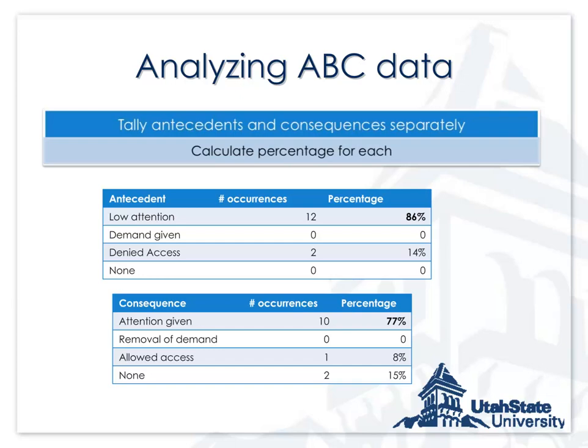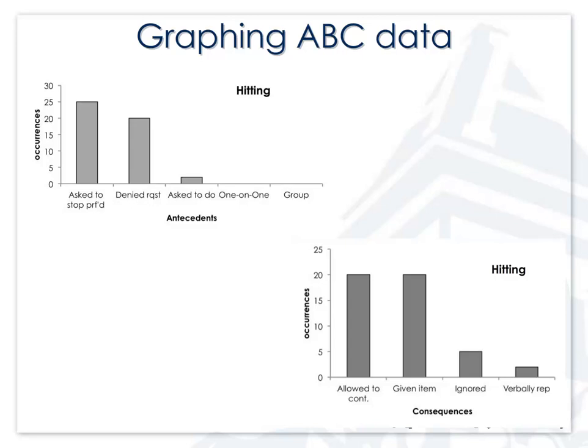When analyzing ABC data, be sure to count antecedents and consequences for each problem behavior separately, as different behaviors can serve different functions. Graphing the percentage or number of times the behavior occurs for each type of antecedent and consequence is another way to see which of them are correlated with the problem behavior. In this example, we can see that hitting occurs most often when the individual is asked to stop a preferred activity or is denied a request.